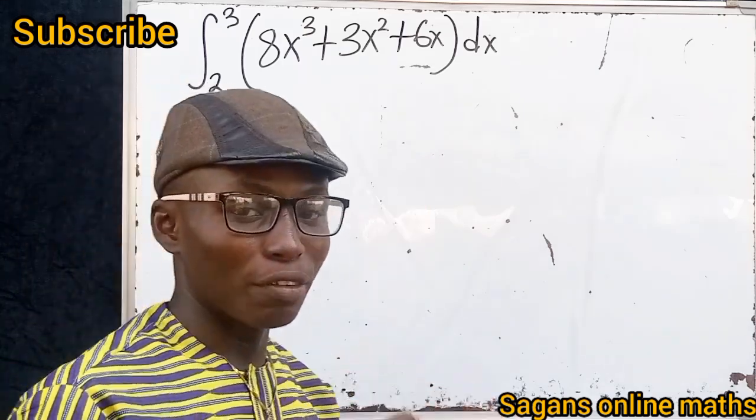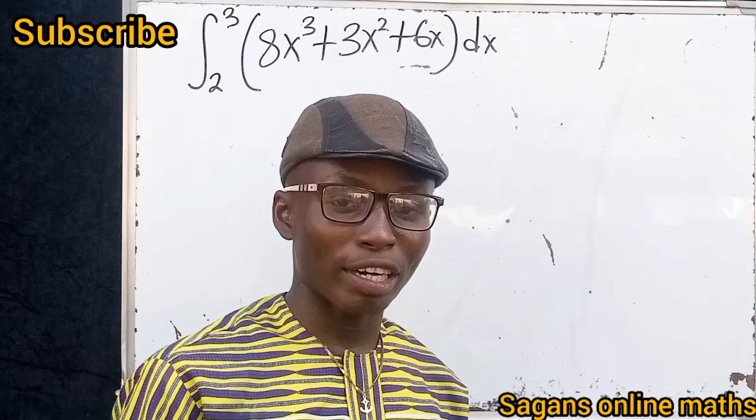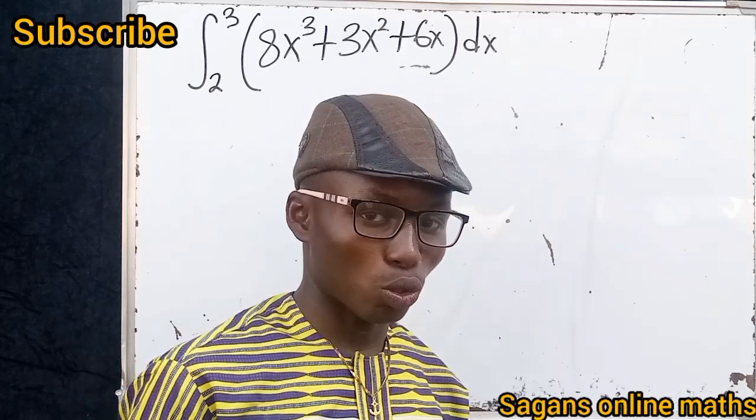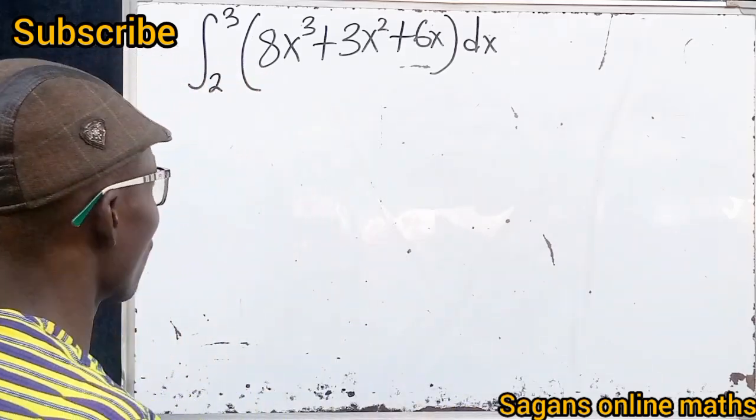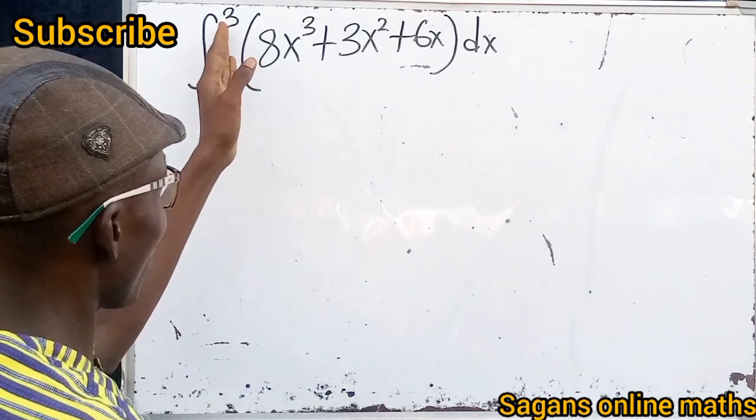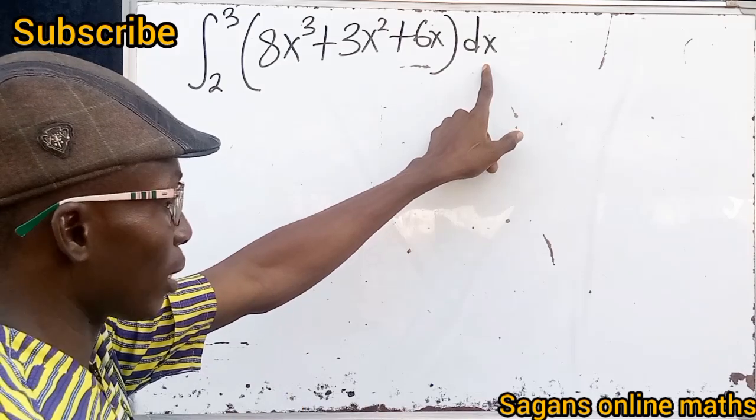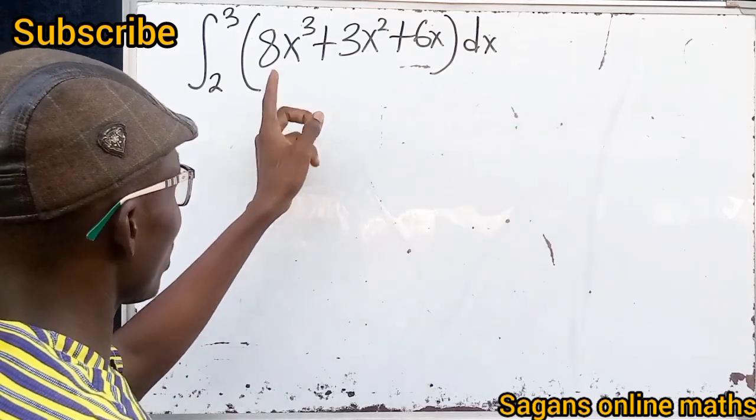Now this is a definite integral. Remember that integration is a process of finding the antiderivatives of a function. Our first step is to remember that the boundaries are from 2 to 3, and we integrate this function with respect to x. Okay, now let's integrate individually.